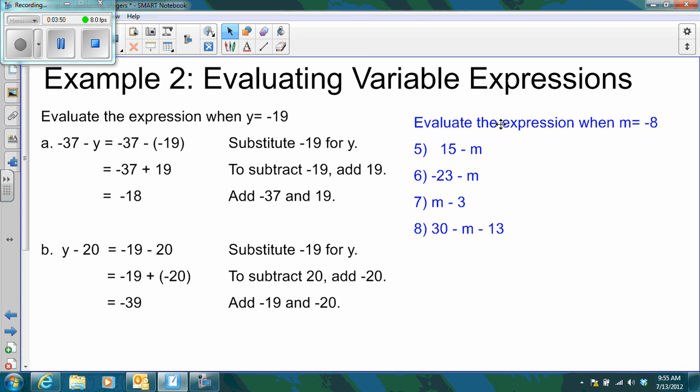So here's a few example problems for you to try. Evaluate the following 4 problems when m is equal to negative 8. Press pause now and work it out on your own.